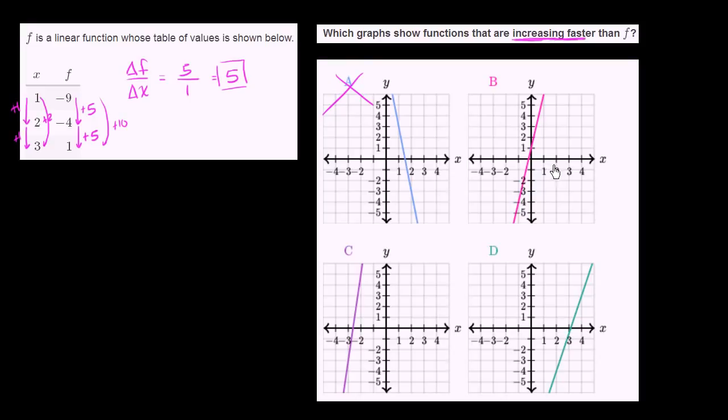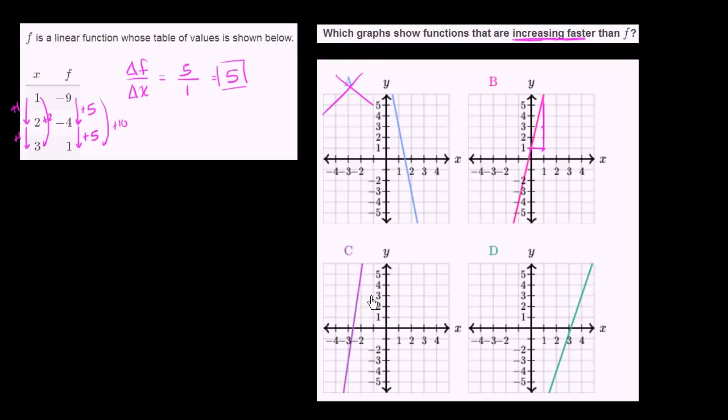If we look at this one right over here, it looks like, let's see, if we start over here, if we increase 1 along the x direction, if our change in x is 1, it looks like our change in y is exactly 5. 1, 2, 3, 4, 5. So it looks like for choice B, our slope, or change in y over change in x, is exactly 5. So it's not increasing faster than f, it's increasing the same as f.